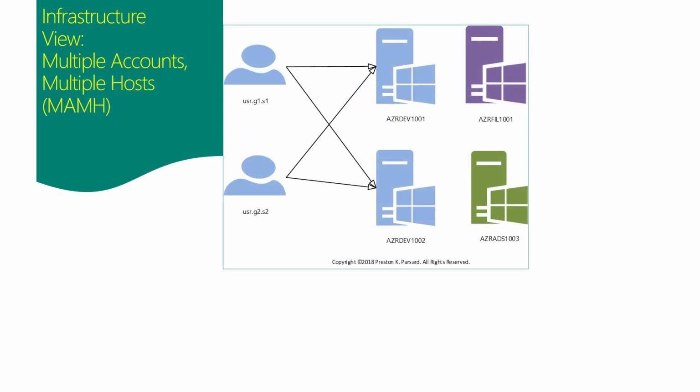Finally, we can expand the scope of this solution to both multiple accounts and multiple hosts, where all designated administrators can log on to any machine in the domain that supports PowerShell 5.0 or later and execute the script. Shown here are both the usr.g1.s1 and usr.g2.s2 accounts having the potential to log on to either or both of the azr dev 1001 and azr dev 1002 hosts to run the set self-signed cert creds.ps1 script.